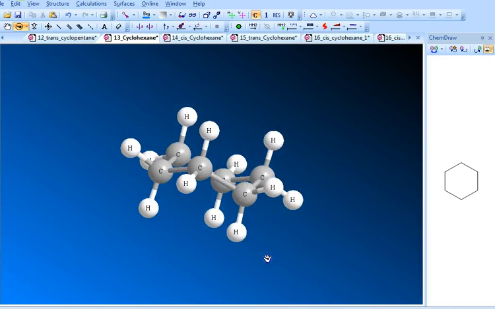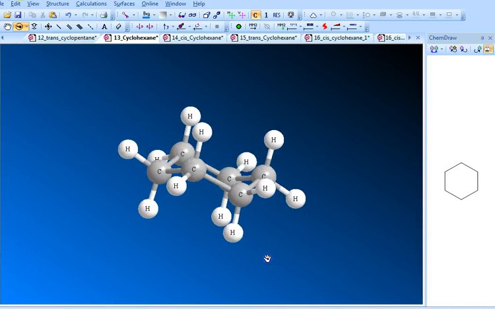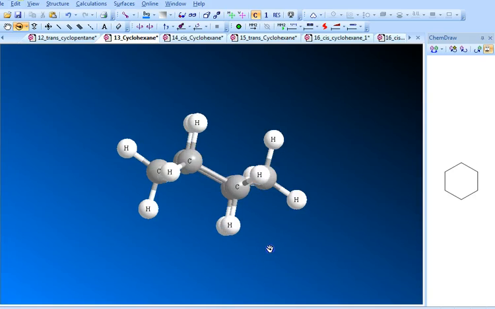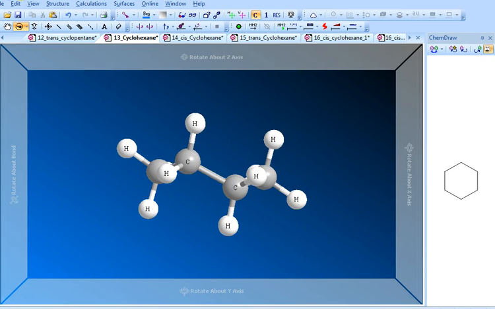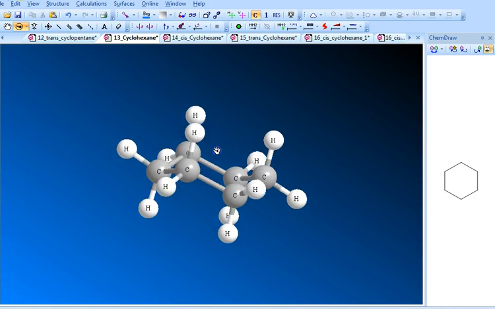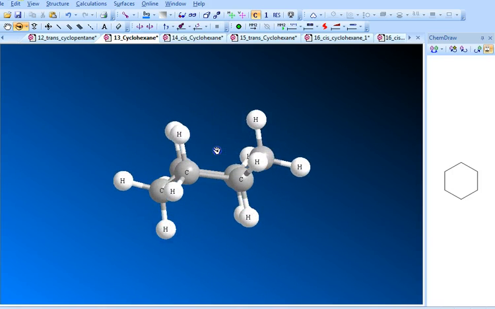It is not straight at all. You can see that it's completely bent at various points. This is actually called a chair conformation. Now even cyclohexane can exist.